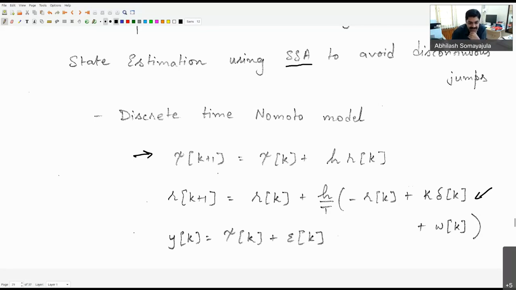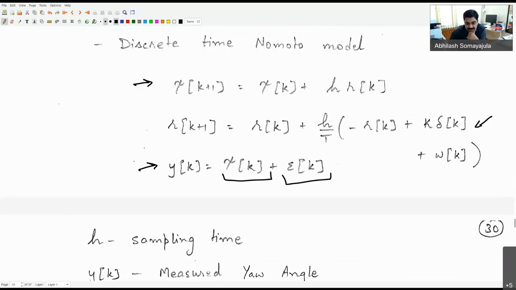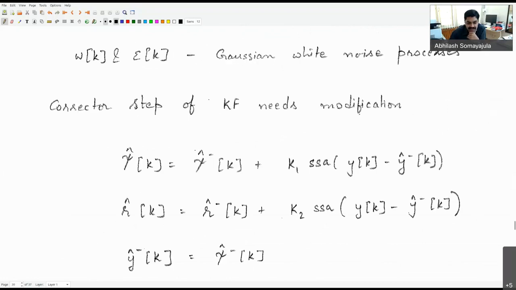Now, our measurement here in this case would be y, which is given by the heading angle plus some process, the measurement noise, epsilon. So when we want to do our so-called correction based on the observations which we have seen, we have to be careful that psi of k must be equal to psi minus of k plus k1 times, we have to pass the SSA between the two measurements. What is the output which we measure, and what is the expected output from the state which we have estimated? That error has to be taken in SSA, and then you have to pass it in. So make sure that that SSA is taken into account.